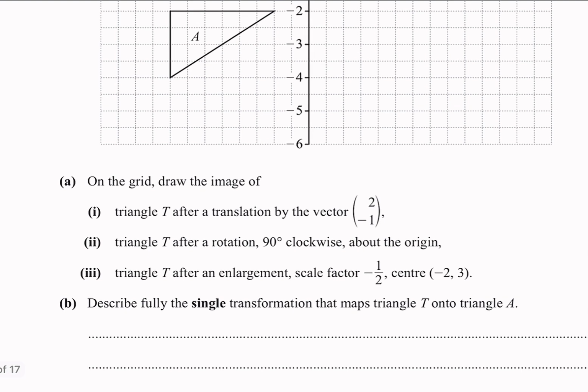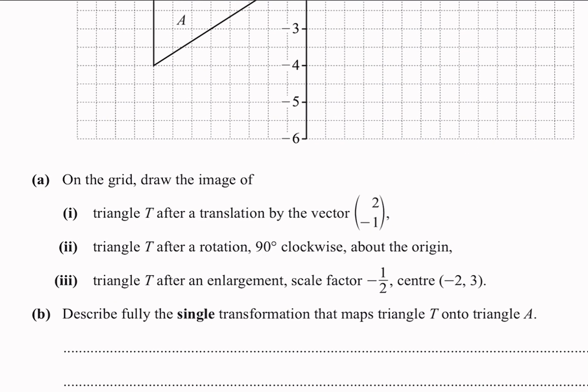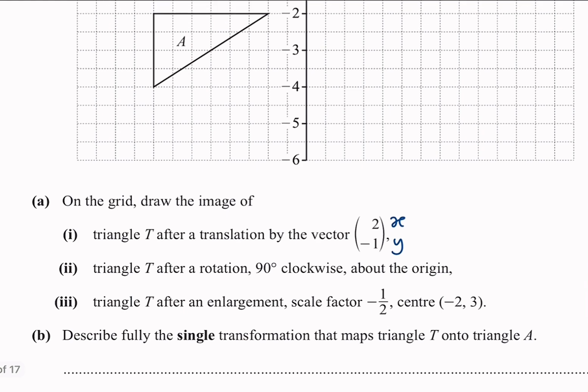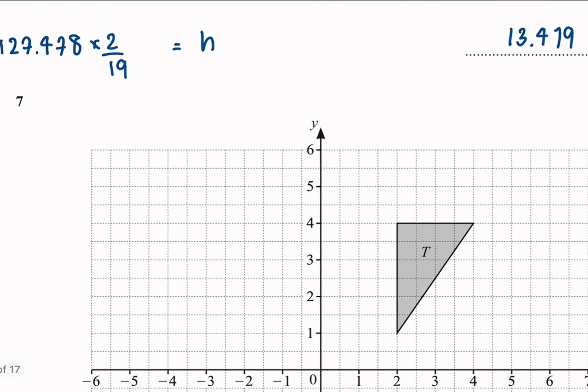Question 7. On the grid, draw the image of triangle T after a translation by vector (2, -1). Therefore, 2 is the translation in x direction, and minus 1 is the translation in y direction. Therefore, plus 2 in x direction and minus 1 in y direction.